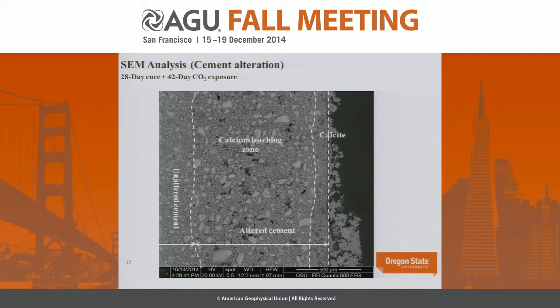This is an SEM analysis showing the alteration of the cement. We can see there is an outer layer here that has calcite with amorphous silica. Then, if we move inward a little bit, here is the calcium leaching zone, which is more porous. And then there is a very clear boundary here, showing the altered and unaltered cement.